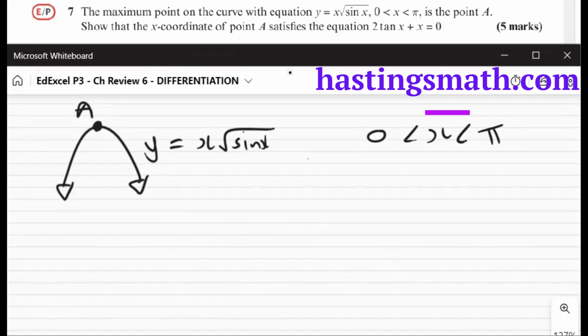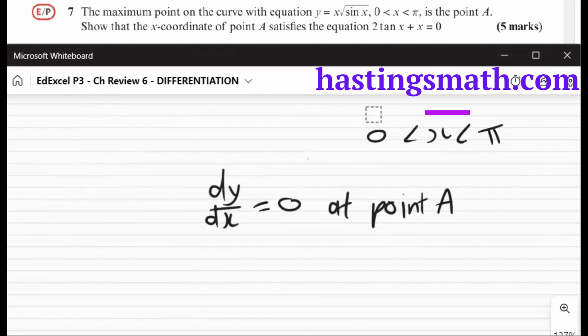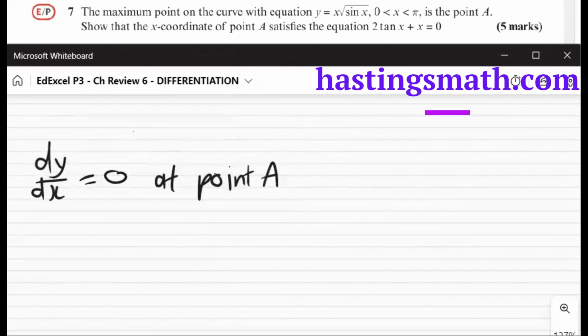So we know that dy/dx at point A, the gradient at point A, will be 0. So dy/dx will be equal to 0 at point A. So that becomes our new question: what is the x of this? And we can solve for that, and make it look like 2 tan x plus x. So the first step is to put this y in a form that is easier to work with.